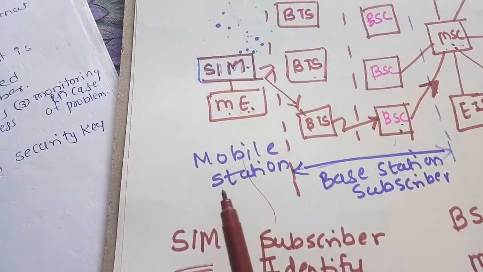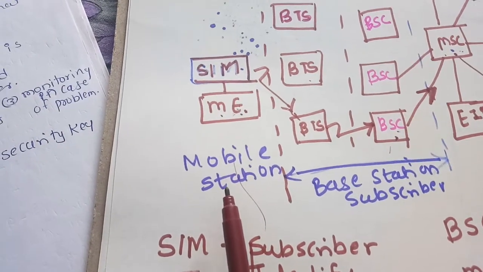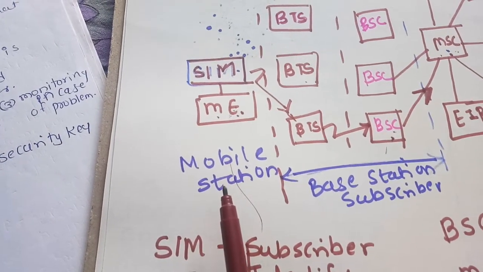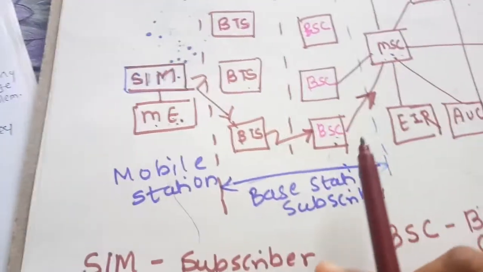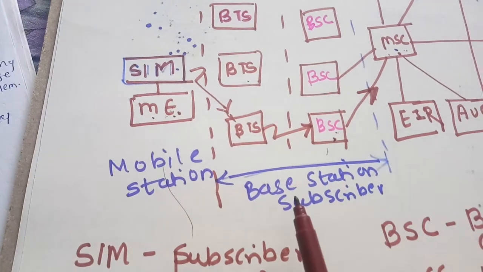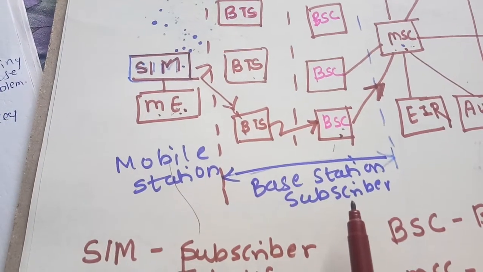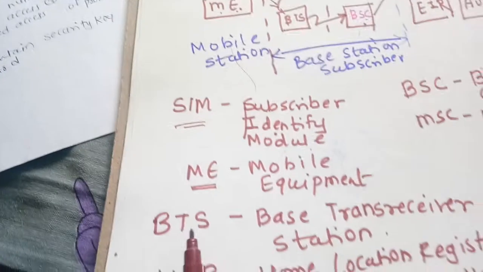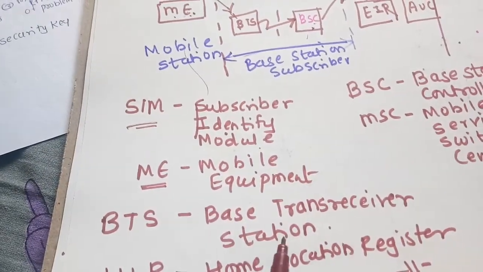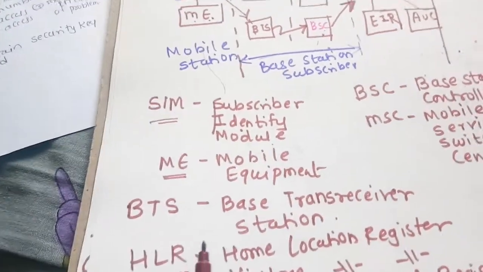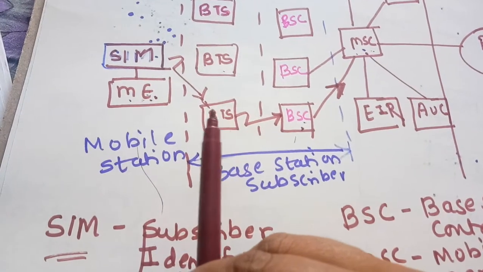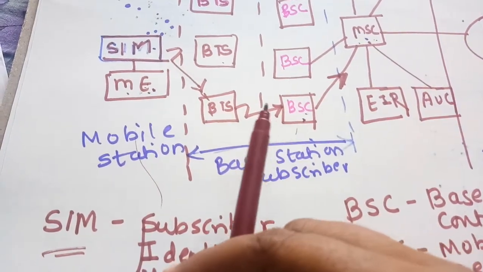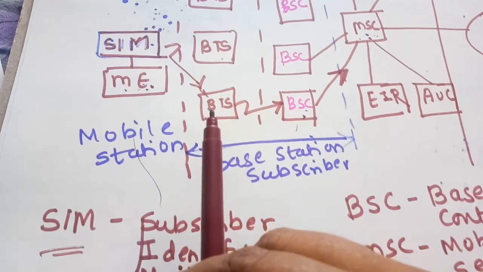This part of the architecture is called the mobile station. From the mobile station, the call is forwarded to the BTS, and from the BTS the call is forwarded to the BSC. This section is called the base station subsystem. What is the long form of BTS? BTS is the Base Transceiver Station, and BSC is the Base Station Controller. This works in both directions. The call is forwarded to the BSC, and the call is also received from the BSC to the mobile.